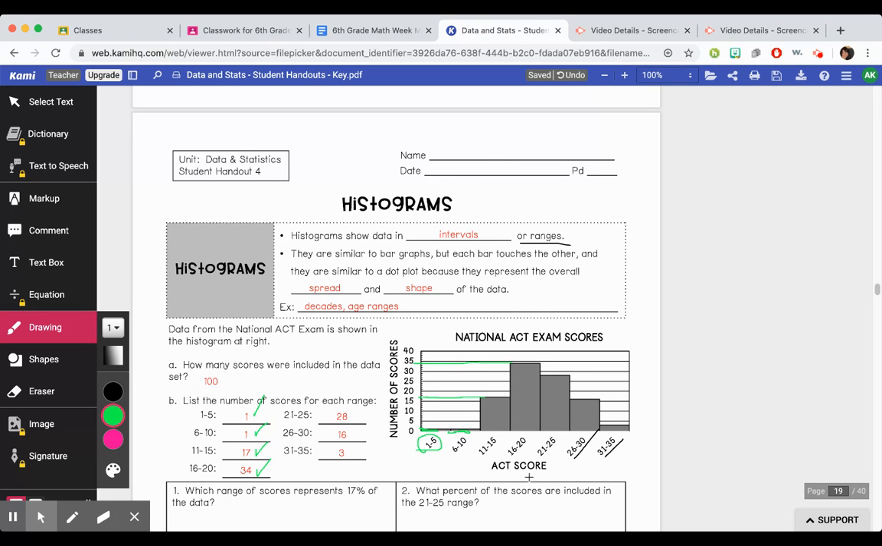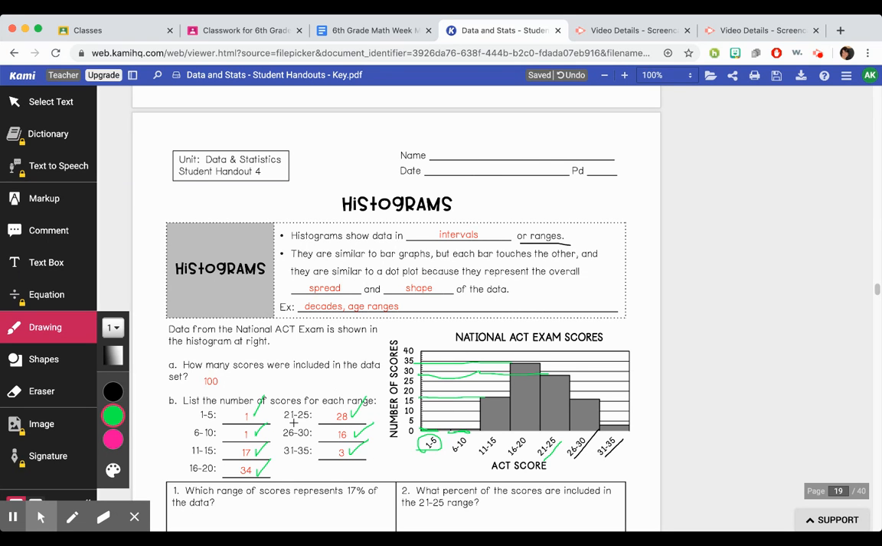How many scores do we have at 21 to 25? Again, I could just draw it over. Whoa, that was not straight, but it gets me to 28. Our last one gets me to 16, and our final one is at 3. So this is my number of scores for each range. Okay, well, I can do that.